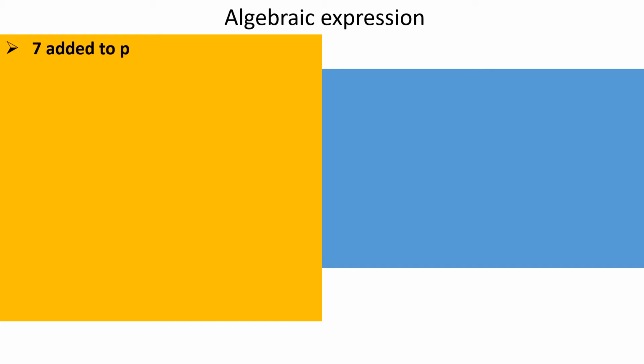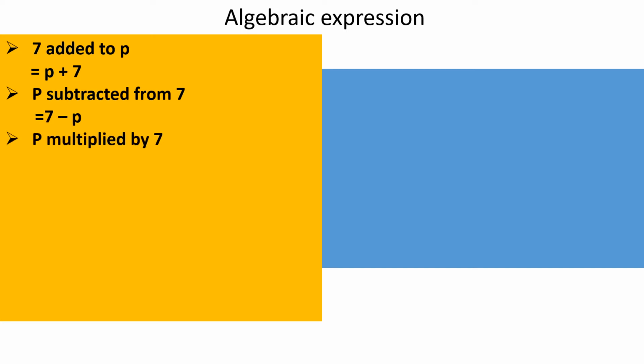First example is 7 added to p. Here 7 is constant and p is variable. And here which operation is it? Addition. 7 added to p means it is 7 plus p or p plus 7. Both are same. Then p subtracted from 7. It means p which is variable and 7 which is constant. We need to subtract p from 7. It means 7 minus p.